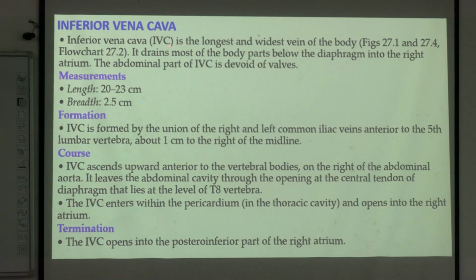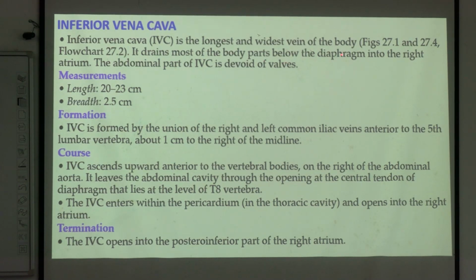Now, inferior vena cava is the longest and widest vein in the body, and it drains most of the body parts below the diaphragm into the right atrium. The abdominal part of the IVC is devoid of valves. Measurement: 20 to 23 centimeters.